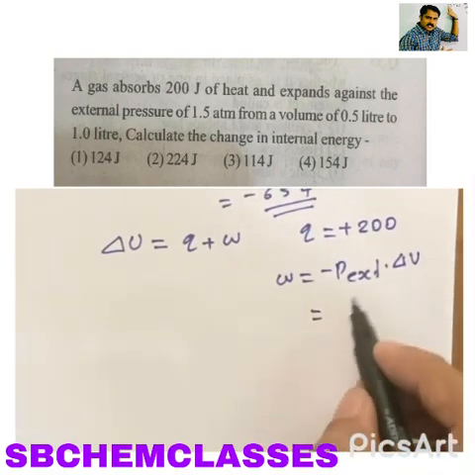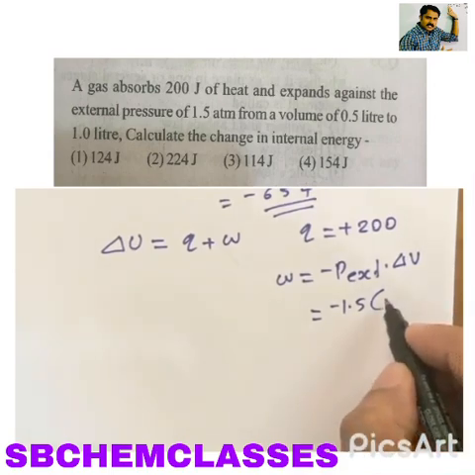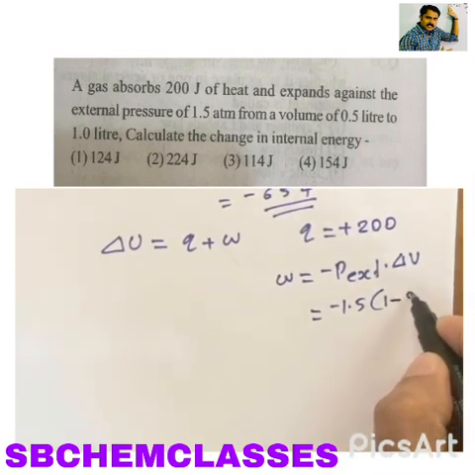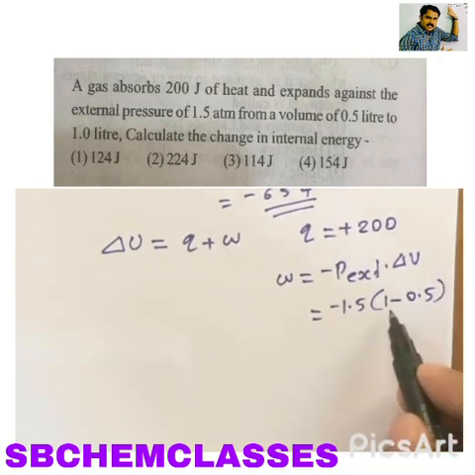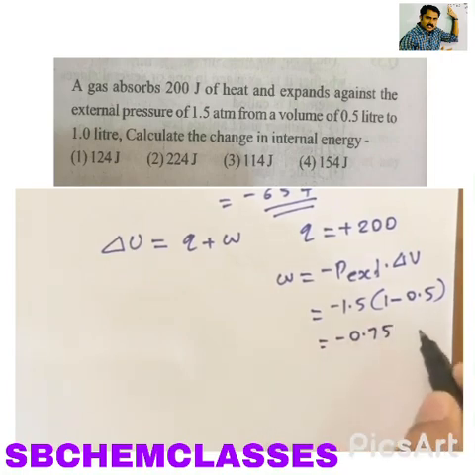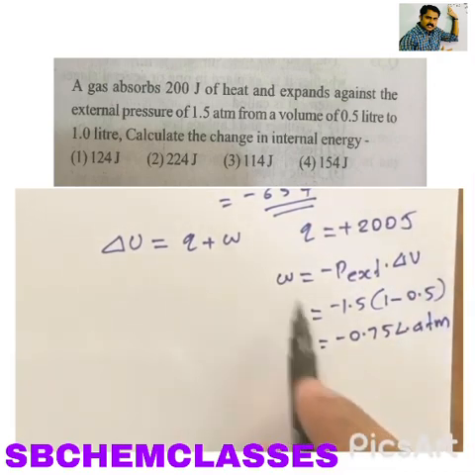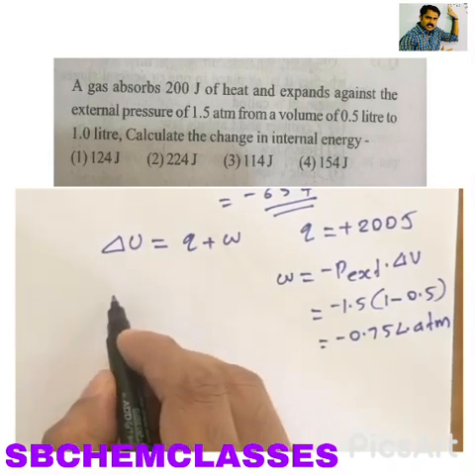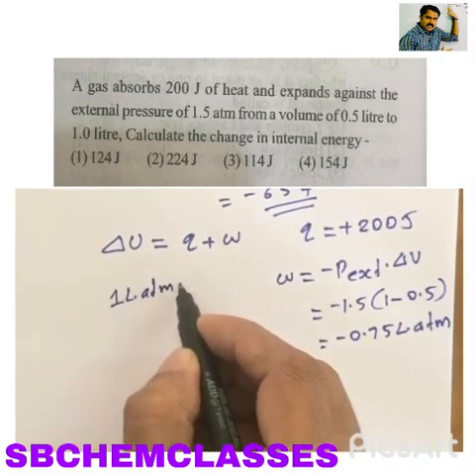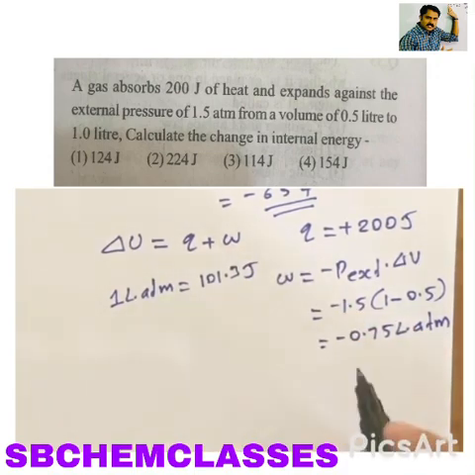What is external pressure? That is 1.5. Delta V, change in volume, final volume 1 liter minus initial volume 0.5. 1 minus 0.5 is 0.5, so work is minus 0.75. But this is in liter atm. Q is given in joule, work is in liter atm. 1 liter atm equal to 101.3 joule. So we have to convert the answer into joule.